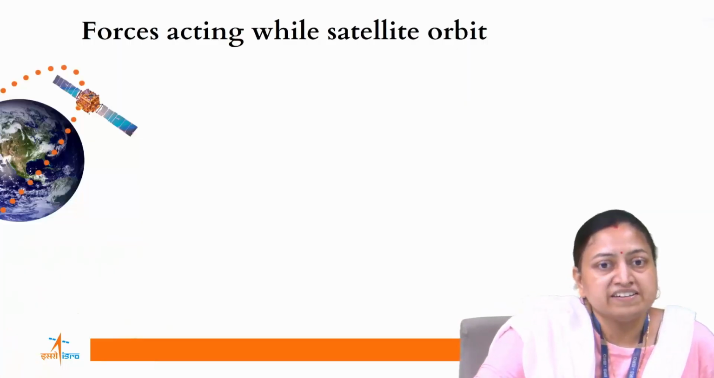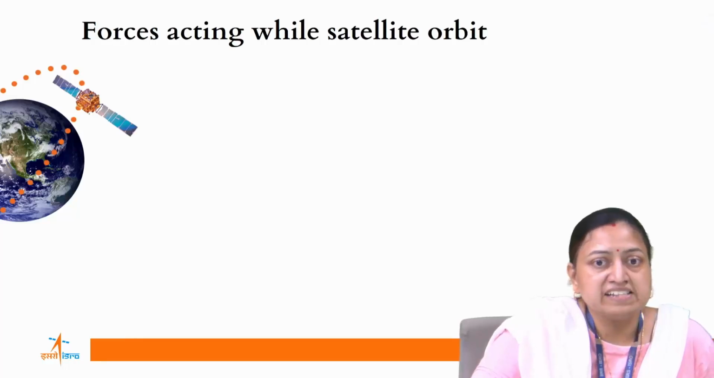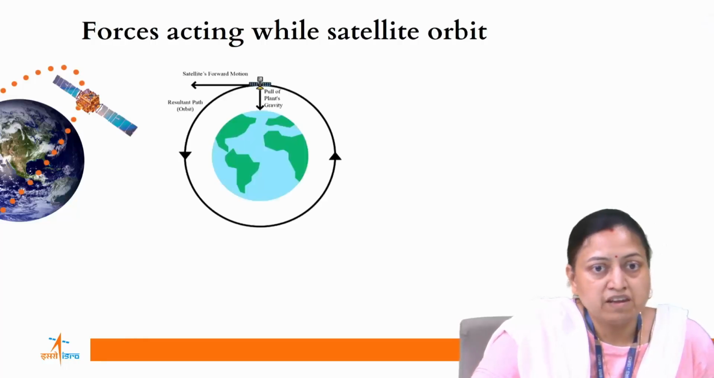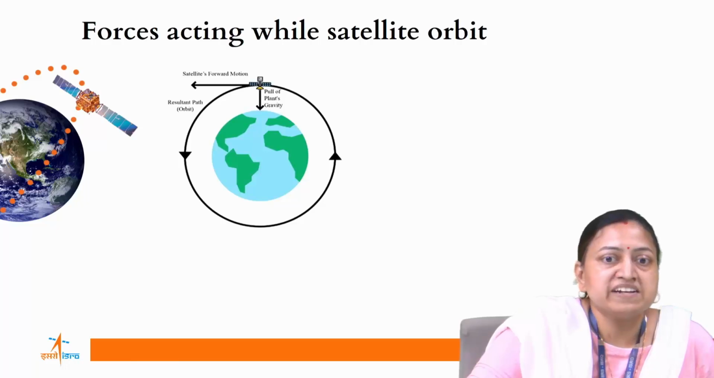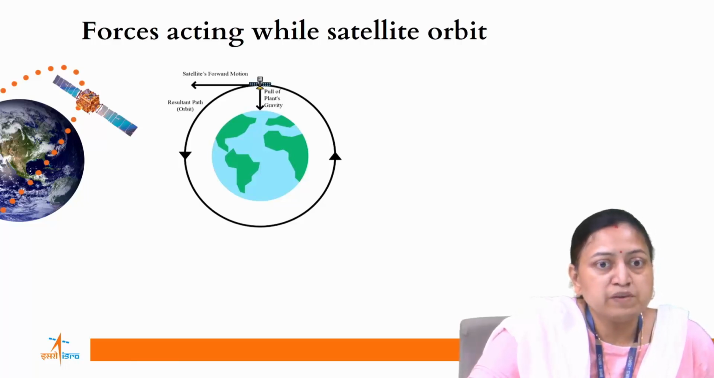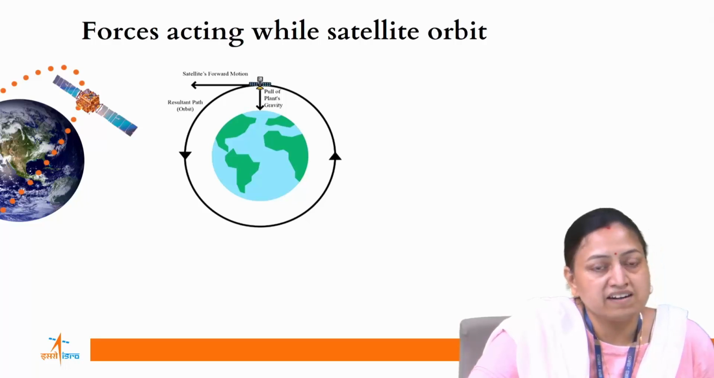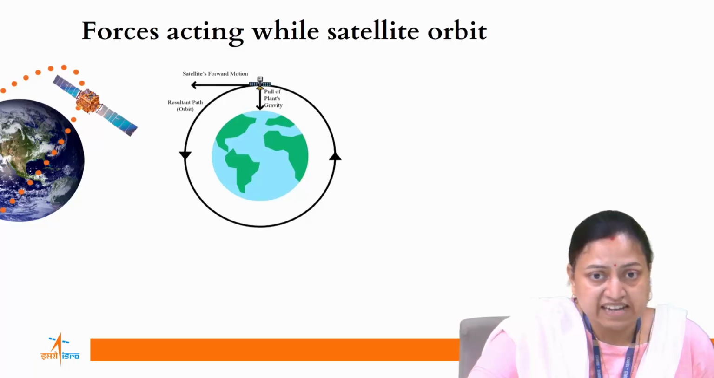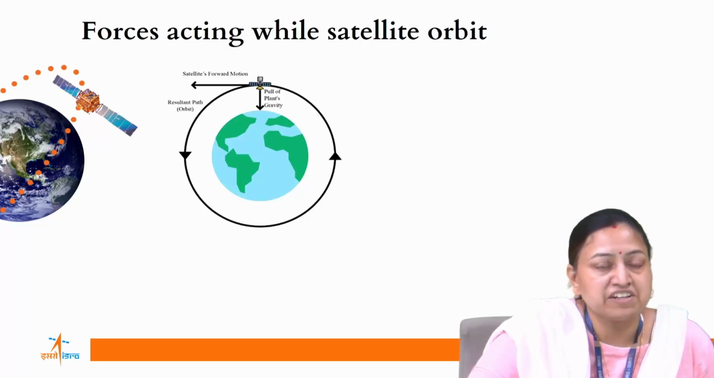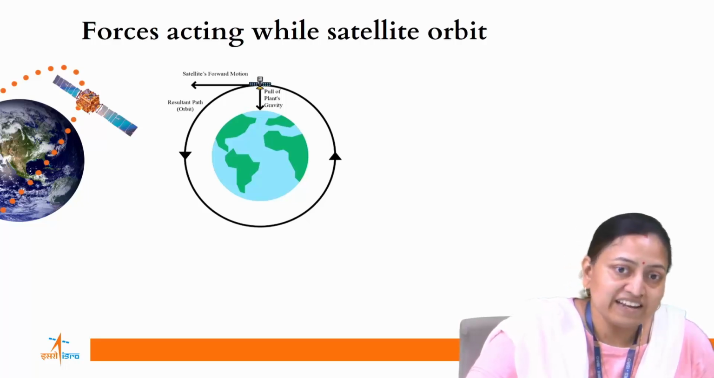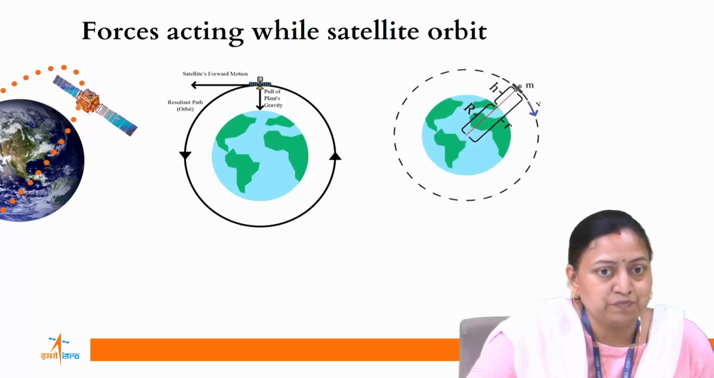Now we will learn about the forces acting while a satellite orbits. Satellites are subjected to gravitational pull similar to Newton's apple, which makes an object fall to the Earth's surface. When a satellite is released by a rocket at the desired height, a horizontal force is imparted. This tangential force and the gravitational pull act at right angles, resulting in a circular motion of the satellite.